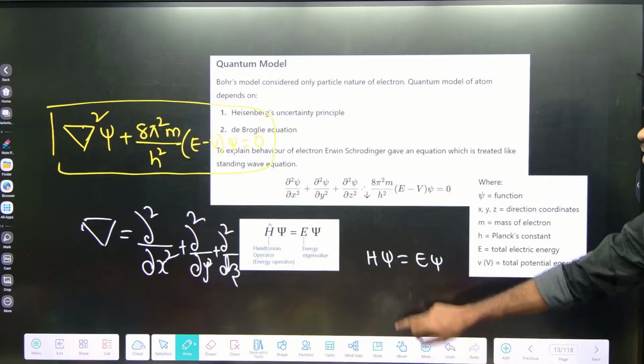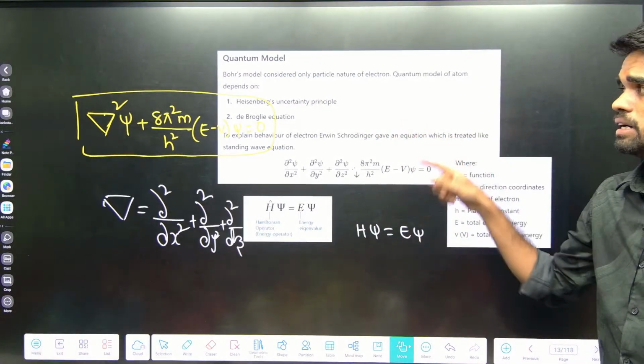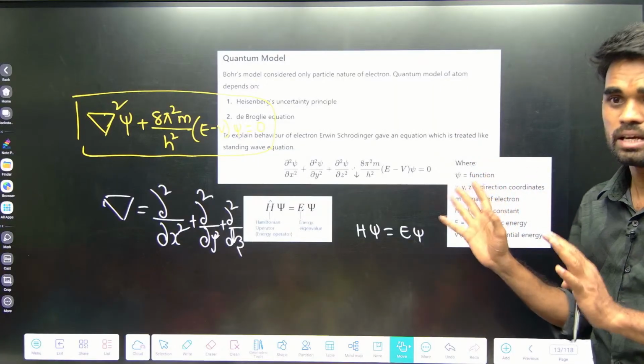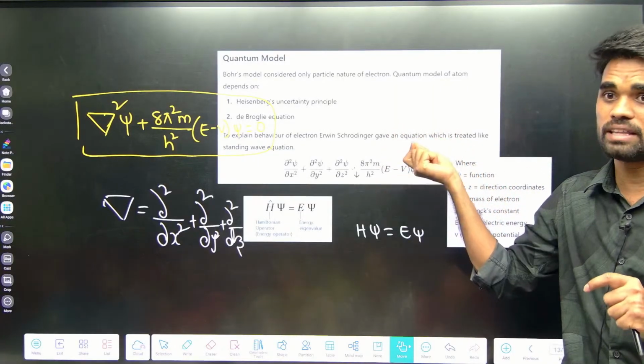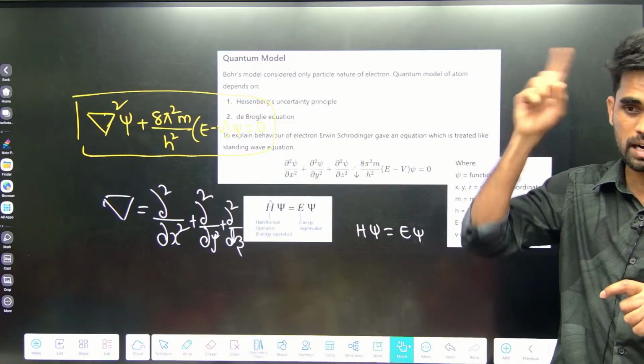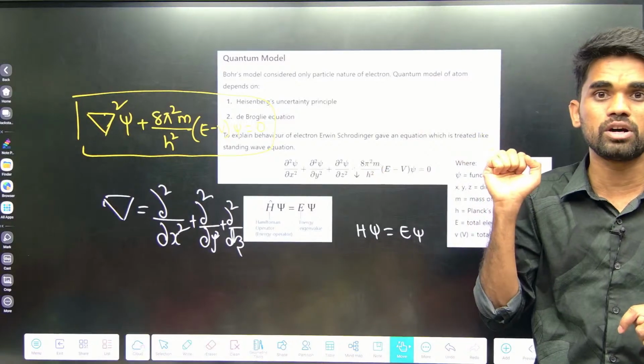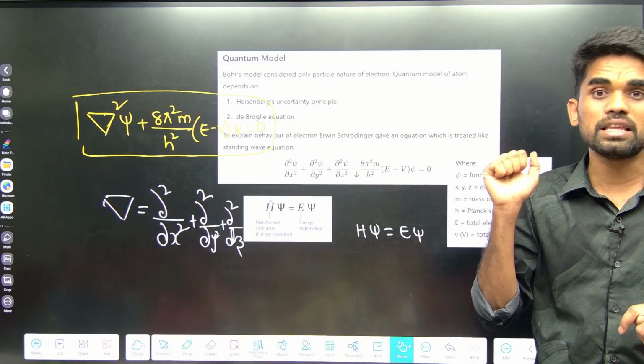Okay, so next, from this Schrodinger equation we don't want to solve anything, but upon simplifying this equation, which will be in the higher classes, you are going to get quantum numbers. What are the quantum numbers we have?